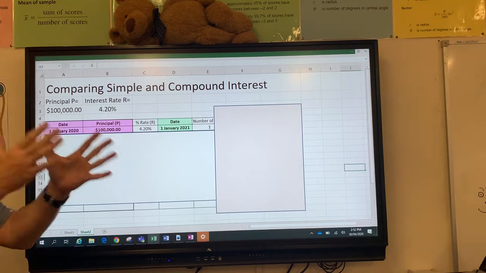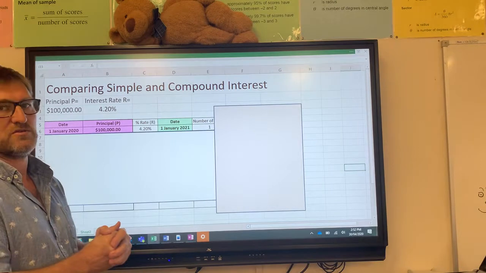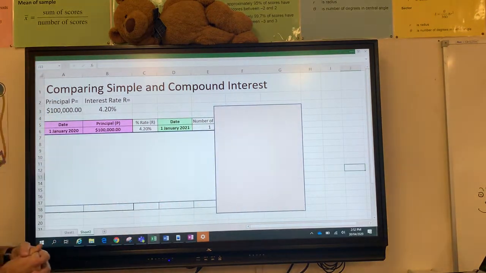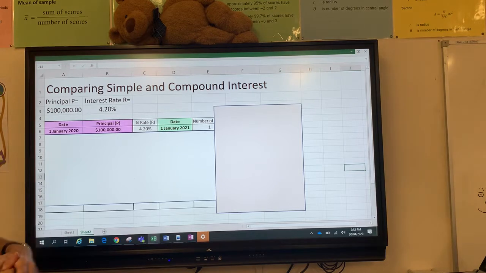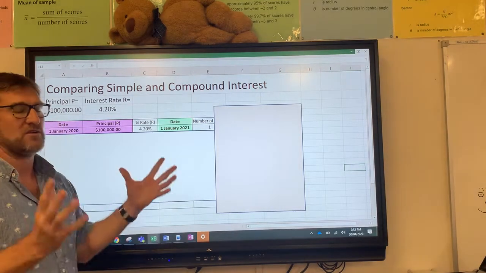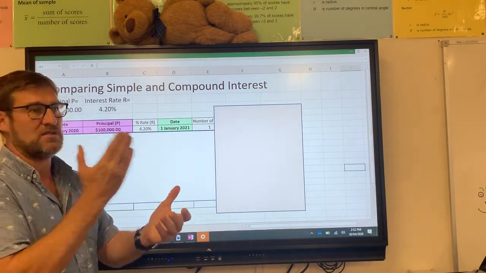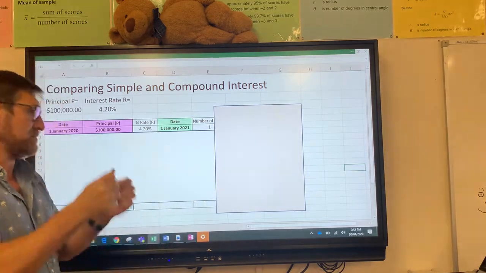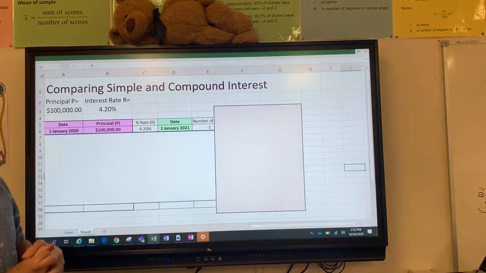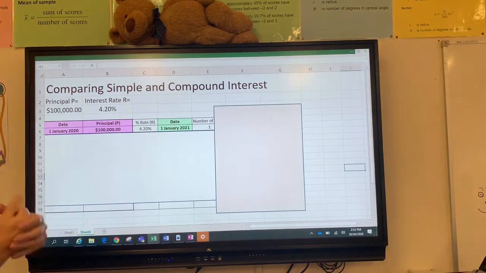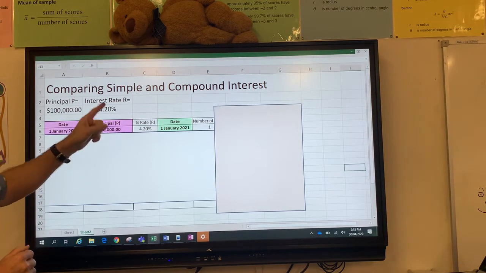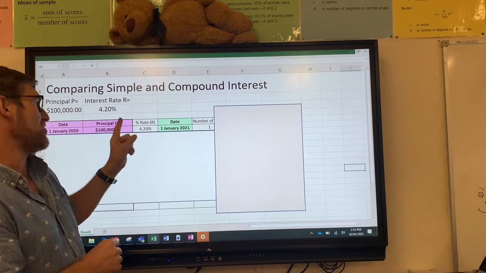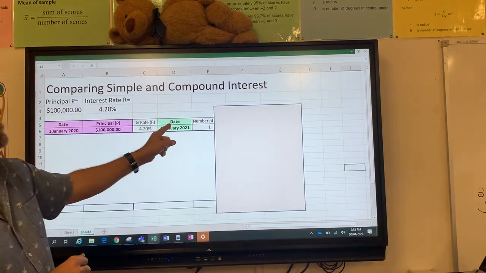I've got $100,000. I don't have $100,000. $100,000 goes into the bank. I'm getting an interest rate of 4.2%. So on the 1st of January, I know the bank's closed, but just for the benefit of this example, let's say we walked into the bank on the 1st of January with $100,000, and that's my principal amount of money. The bank's going to give me 4.2%. What happens 1 year later?